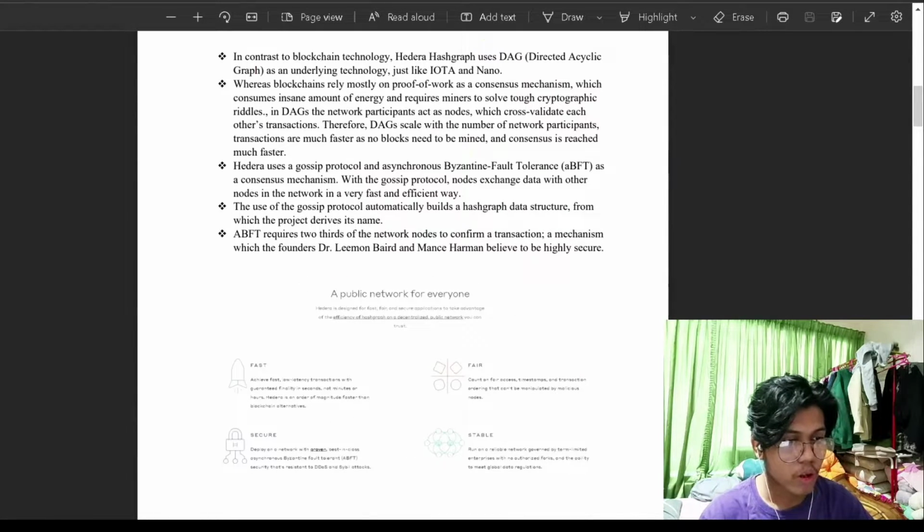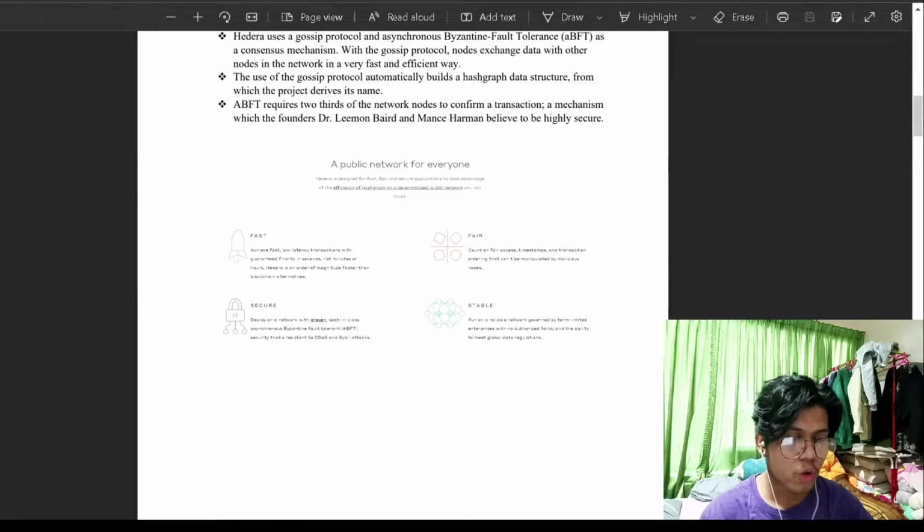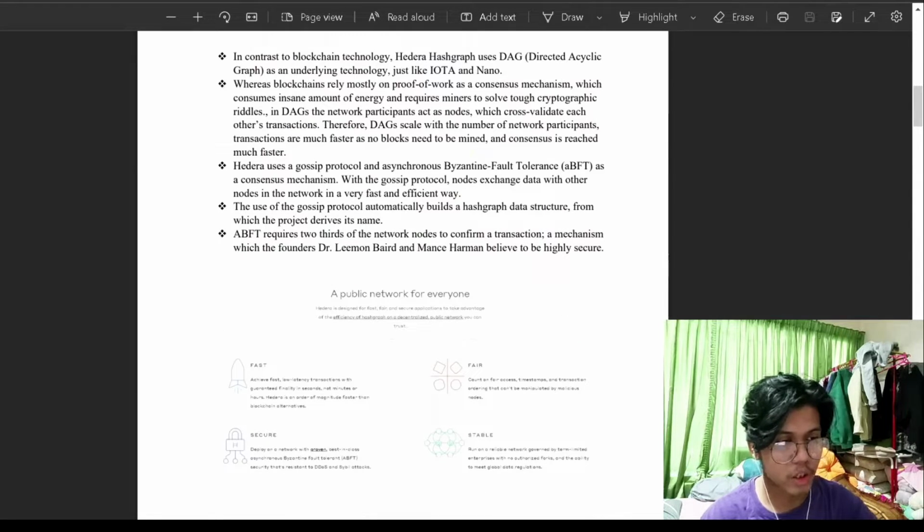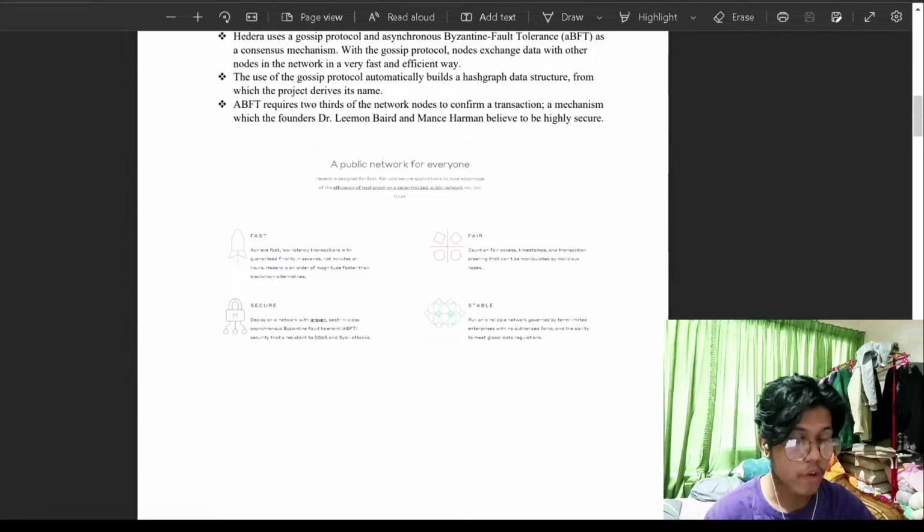Okay, now why do I put this image? This image shows what the technology of the cryptocurrency is. I put it in case other people want to read this research paper but are too lazy to read the sentences, so they can just look at the image. Of course, the image will not provide as much information as reading the sentences.